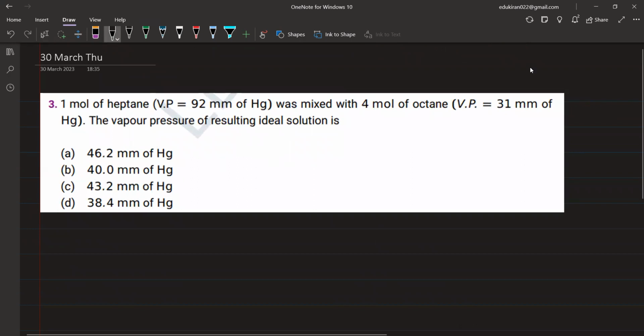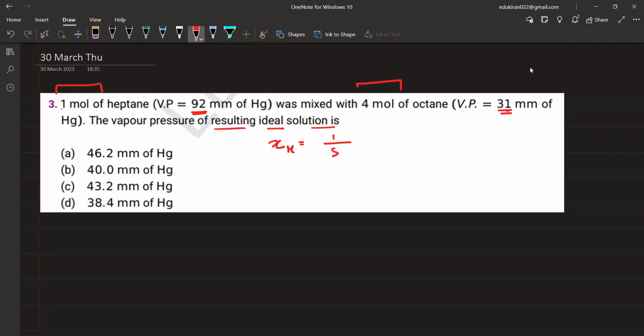1 mole of heptane, कितना मोल? 1 mole of heptane was mixed with 4 mole of octane. Heptane has a vapor pressure of 92 mm of Hg. Octane has a vapor pressure of 31 mm of Hg. What is the vapor pressure of the resulting ideal solution? First of all, calculate the mole fraction. Mole fraction of heptane will be equal to what? 1 upon 1 plus 4, that is 1 upon 5. Mole fraction of octane will be equal to how much?